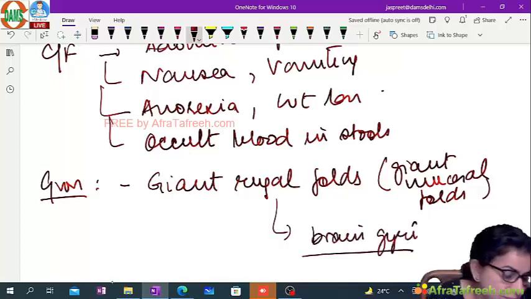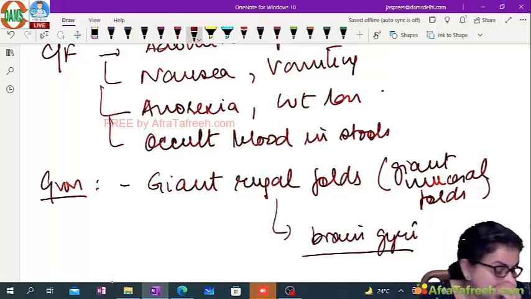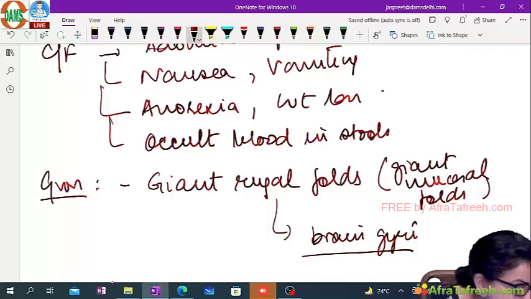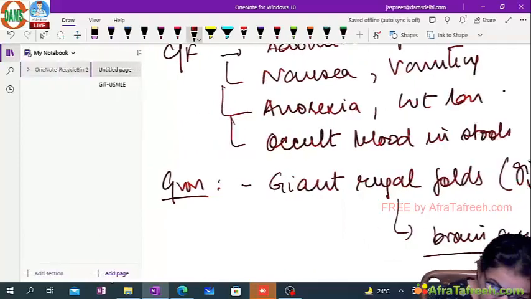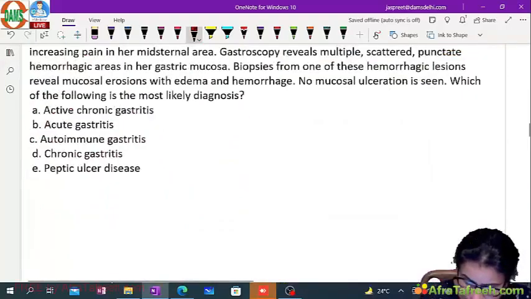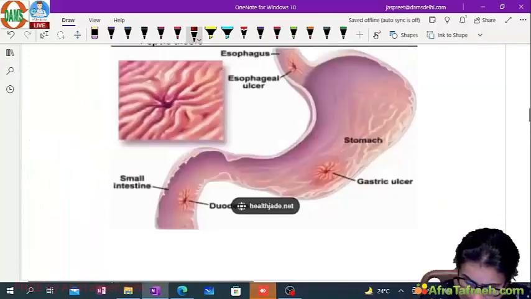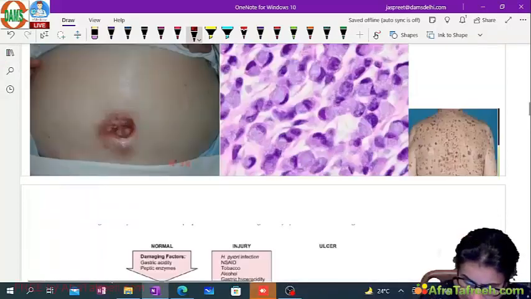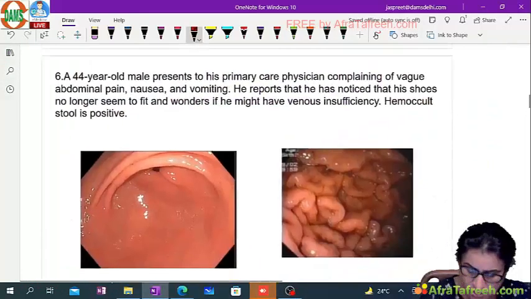So we'll just see a picture. This looks like gyri of the brain. So that is Menetrier disease. Okay, let us see a picture now. Okay, so this is the question. This is the history of Menetrier disease.